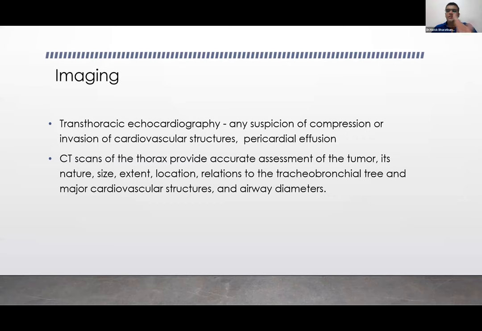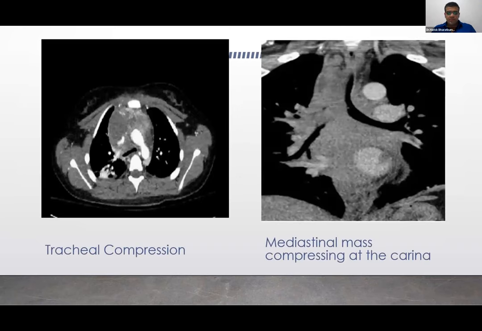Ideally, we would want the distal end of the tube beyond the mass so that we can ventilate the patient well. So these are a few photos which we have seen in our patient. In the first slide, there is some tracheal compression, an anterior-posterior compression, and this is where you can actually see the carina is involved. The mass is exactly at the carina, so you can definitely not ventilate one part of the lung. So this is where we prefer cardiopulmonary bypass along with anesthesia.